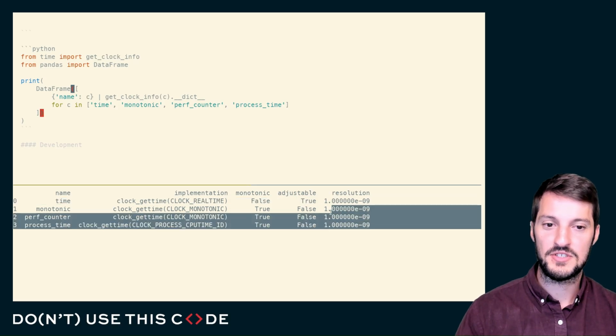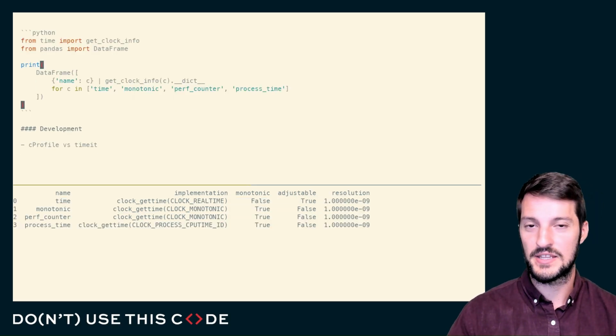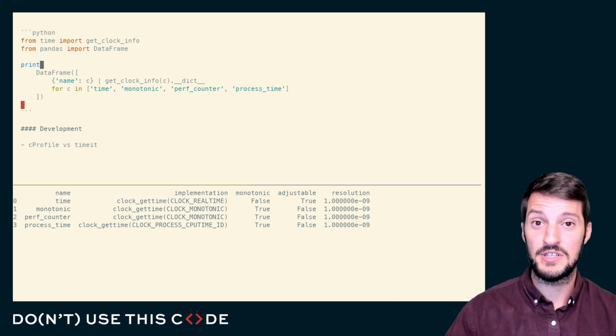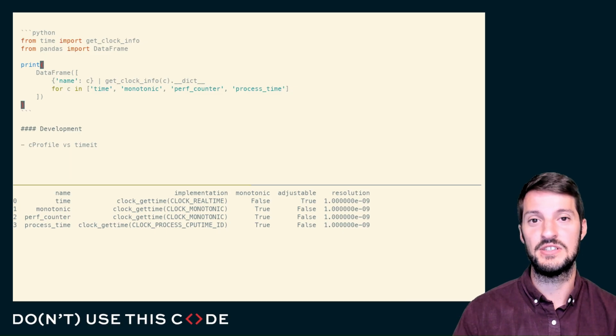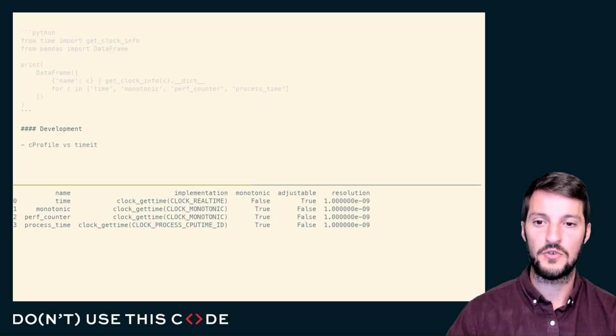Now the interesting part is the resolution for all these is the same. And so we might think that the performance clock might be the same as the monotonic clock in this case, but it really does depend on the machine that you're running this on. But in all cases, I would recommend using perf counter over monotonic.